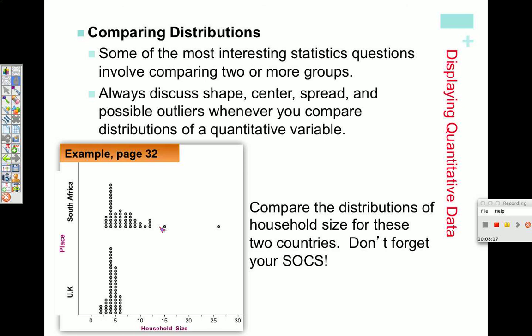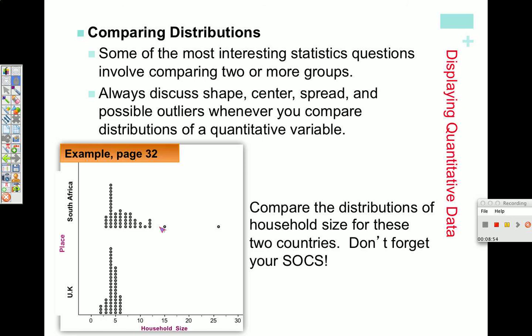So for the shape, South Africa is skewed to the right. United Kingdom is roughly symmetric. We can also say that both of these distributions are unimodal, meaning there's one mode, one value that sticks out as happening the most. And actually, in both cases, the mode is 4. Outliers: South Africa appears to have one, possibly two outliers, while United Kingdom doesn't. The United Kingdom is grouped much tighter.